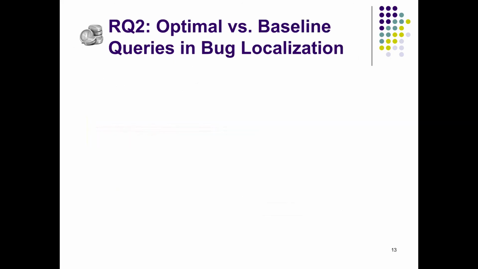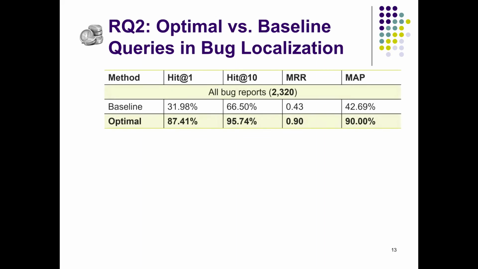Okay, now let's take a look at the findings from our second research question. And what we found is quite interesting. So this is the result. This is a comparison between baseline queries and the optimal queries that are generated using the genetic algorithm. And what you see is that the baseline queries were able to achieve like 32% hit at 1. On the other hand, these optimal queries can achieve like 87% hit at 1, which is quite interesting. And this result is for the whole data set.